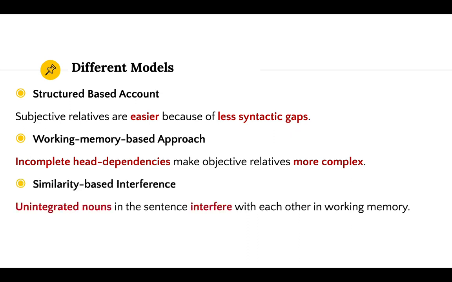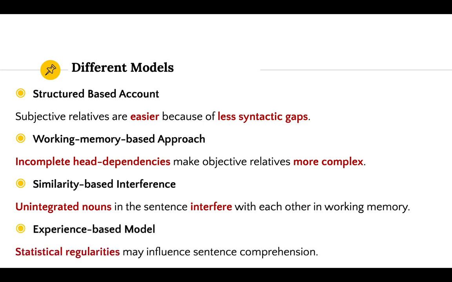According to similarity-based approach, the processing difficulty in object-relatives is caused by unintegrated nouns in the sentence interfering with each other in our working memory. Finally, according to experience-based accounts, the observed difference can be explained by differences in exposure to statistical regularities of language. And statistical regularities can also be called frequency, which is our topic today.